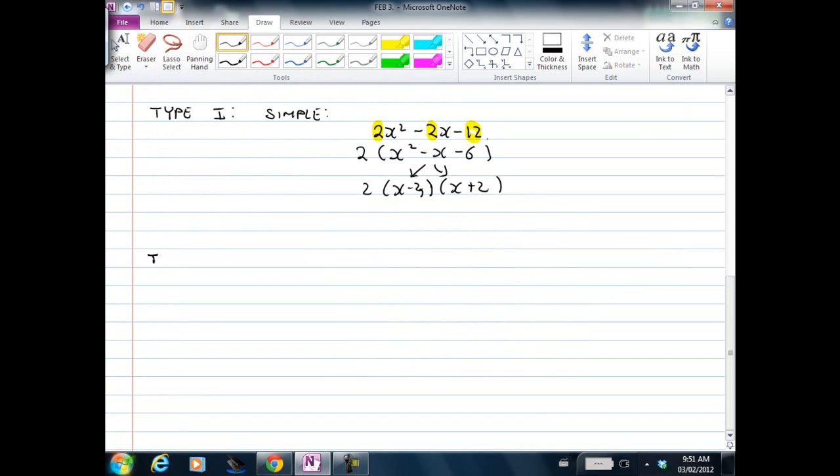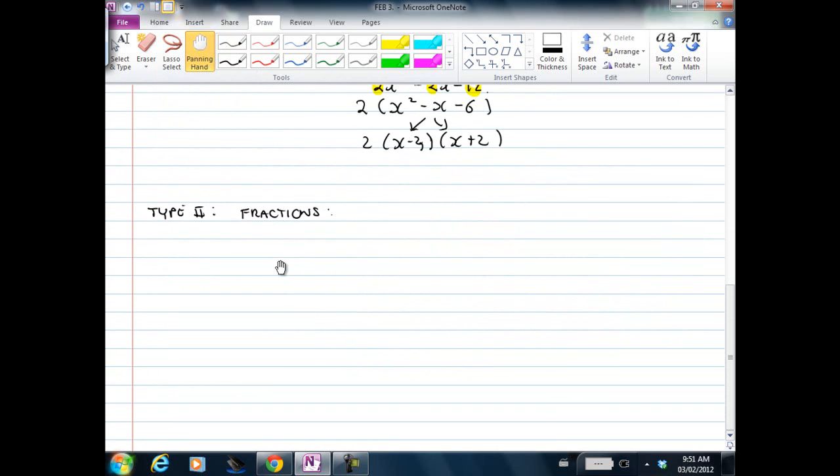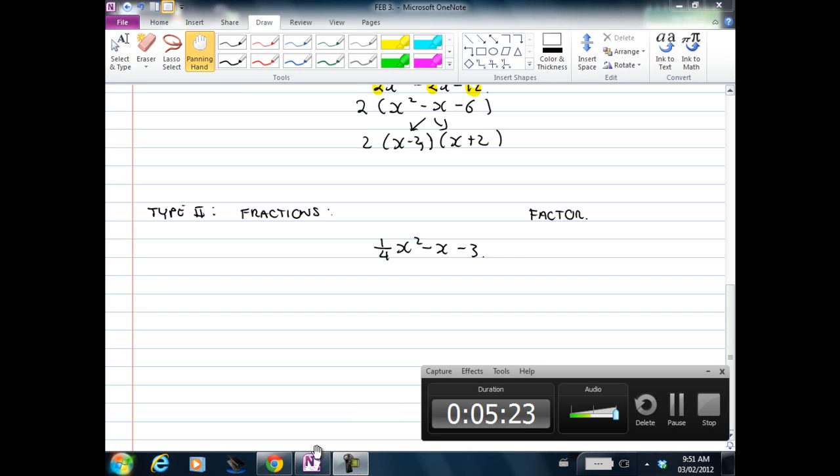Type 2. And this is where brand new stuff kicks in. I call this fractions. Good luck. If I give you a question like this, 1/4 x squared minus x minus 3. The question says factor. We're not solving. There's no equal sign. If there's an equal sign, it means you gotta solve it. This one doesn't have an equal sign. So all I want you to do is factor. I'm not gonna show you how to do this. I want you to try this on your own first.